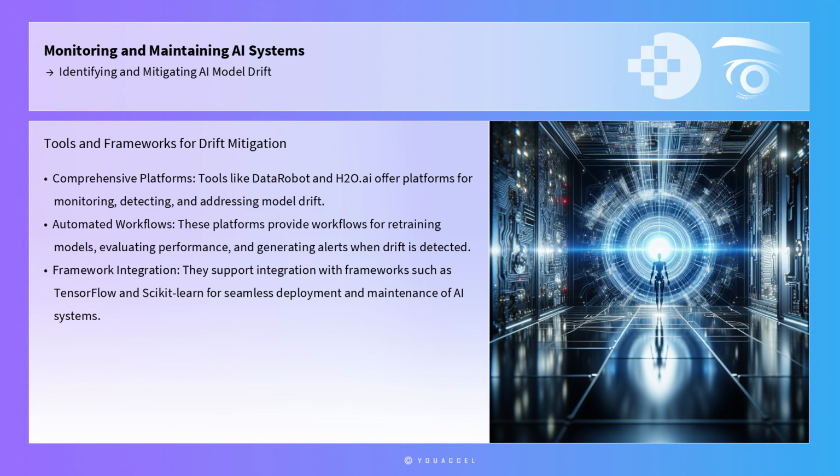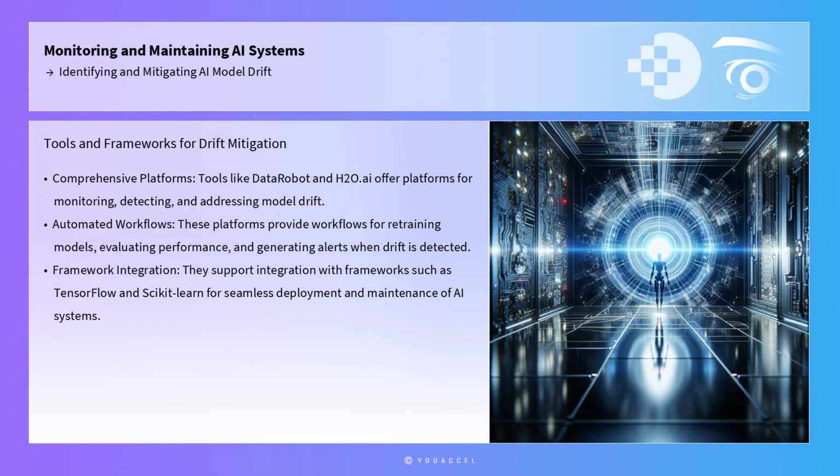Practical tools and frameworks play a vital role in the successful implementation of drift mitigation strategies. Tools like DataRobot and H2O.ai offer comprehensive platforms for monitoring, detecting, and addressing model drift. These platforms provide automated workflows for retraining models, evaluating performance, and generating alerts when drift is detected. In addition, they support integration with popular machine learning frameworks such as TensorFlow and scikit-learn, enabling seamless deployment and maintenance of AI systems.